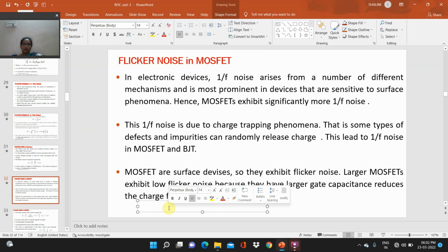Some types of defects and impurities can randomly release charge. This leads to 1 by f noise in MOSFETs and BJTs. So MOSFETs or surface devices exhibit flicker noise. Larger MOSFETs exhibit low flicker noise because their larger gate capacitance reduces the charge fluctuations.